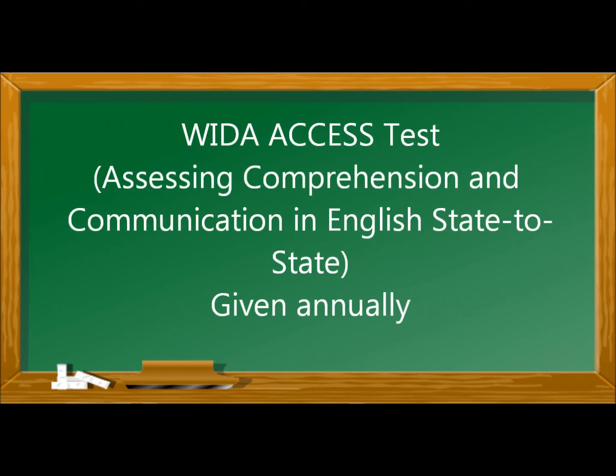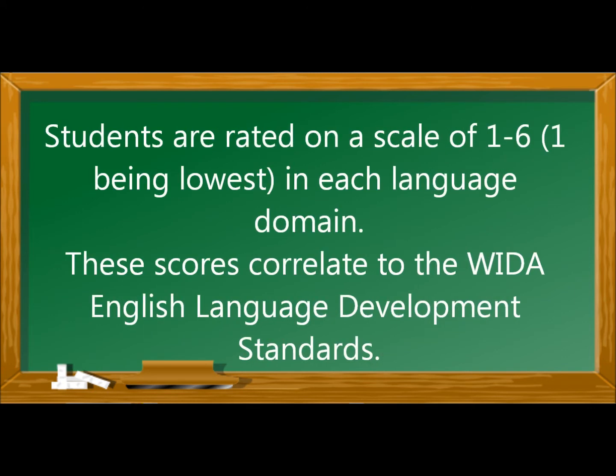Next, let's talk about the access test. The access test is given once a year, usually around January, and rates students on their skills in each of the 4 language domains. Students are identified as being on one of the 6 English language proficiency levels with respect to the WIDA ELD standards.